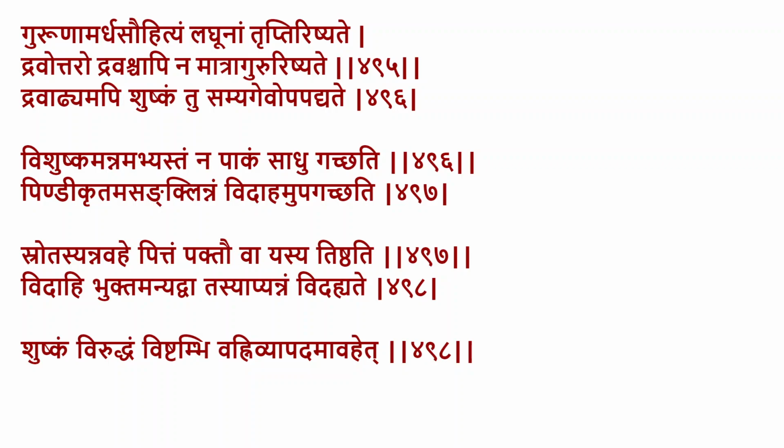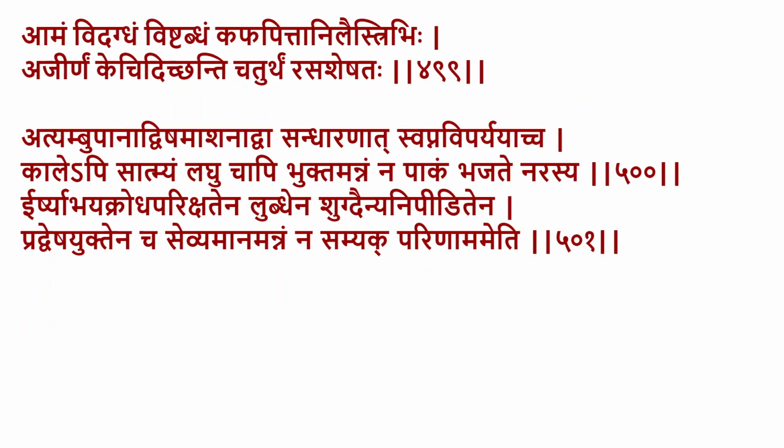शुष्कं विरुद्धं विष्टम्बि वन्य व्यापकम् आवहेत. कामं विदग्धं विष्टम्बं कफपित्तानिलैः त्रिभिः अजीर्णं केचित् सन्ति चतुर्थं रसशेषतः. The different varieties of अजीर्ण are आमाजीर्ण, विदग्धाजीर्ण, विष्टब्धाजीर्ण. अत्यमुपानाद् विषमाशनत्वात् सन्धारणात् स्वप्नविपर्याच्च कालेऽपि सात्म्यं लघुचापि भुक्तं न पाकं भजते नरस्य. These are the reasons why the digestion doesn't occur. Of course, we'll be a bit faster.